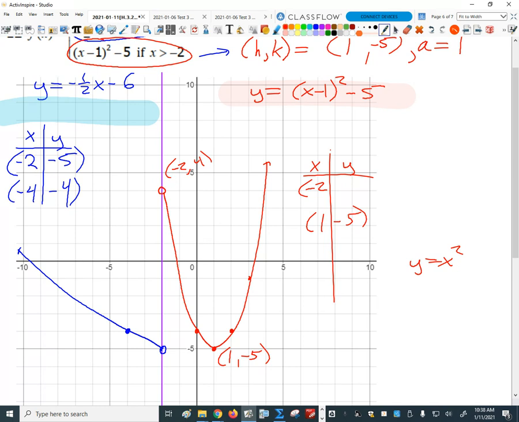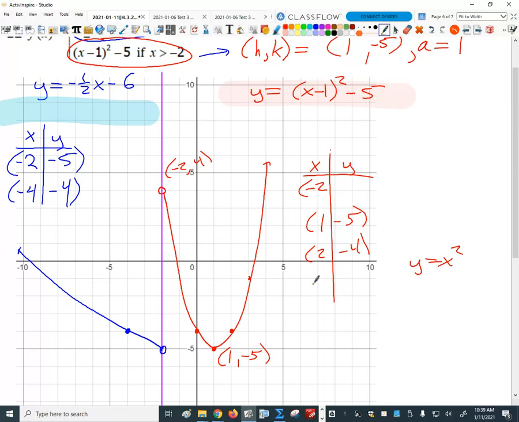And then I could maybe do one on this side also. If I went, for example, over 2, well, 2 minus 1 is 1. 1 squared is 1. 1 minus 5. Oops, what did I do here? Oh, that's right. 2 minus 1 is 1. 1 squared is 1. 1 minus 5 is -4. So that's correct, right? We go over 2 and we go down 4.